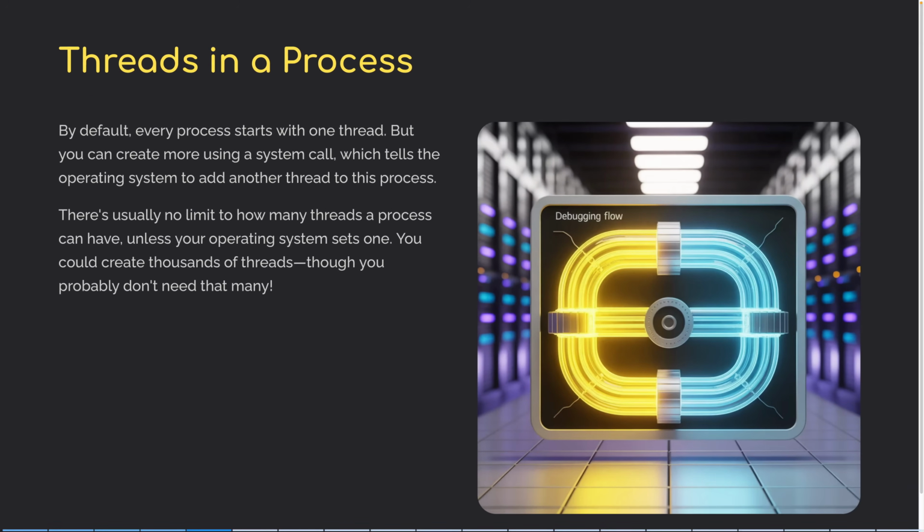Now, threads in a process. I already told you that every process has at least one thread. By default, every process starts with one thread, but you can create more using a system call, which is an operating system call that tells the operating system to add another thread to this process. There is usually no limit to how many threads you can create. For a single process, you could have thousands of threads, though you probably don't need that many.